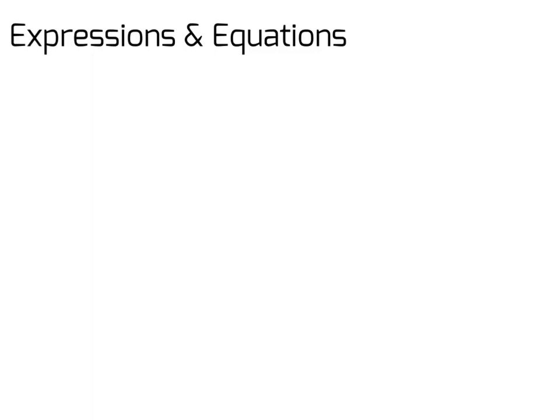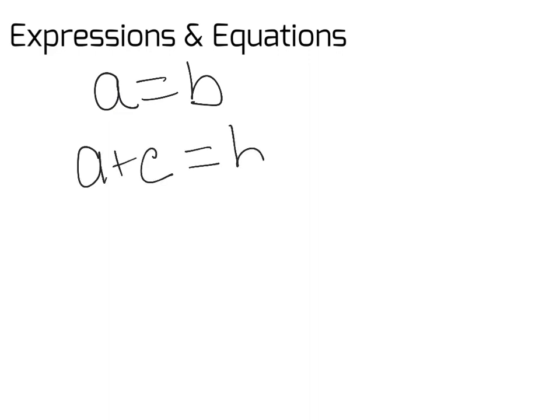In 3.3, we're going to talk about equivalent equations and solving equations. So let's talk about the addition property of equality. If I have an equation that says A equals B, then if I add C to one side, I must also add C to the other side to keep the equation in balance, to keep it equal. So that is the addition property of equality.